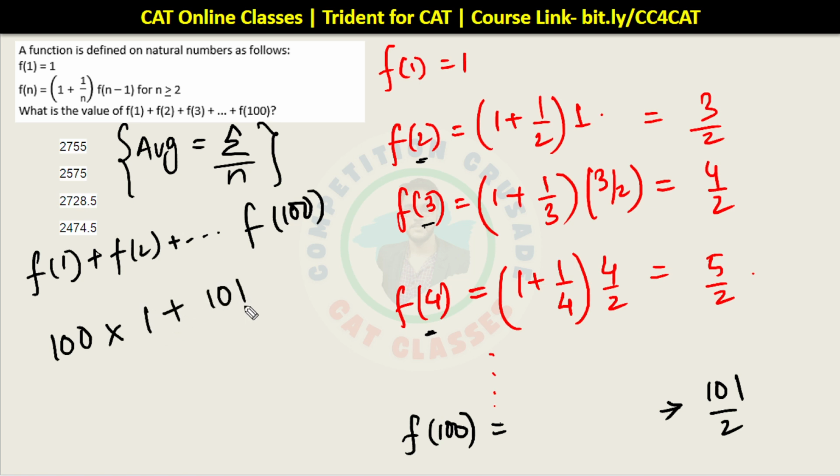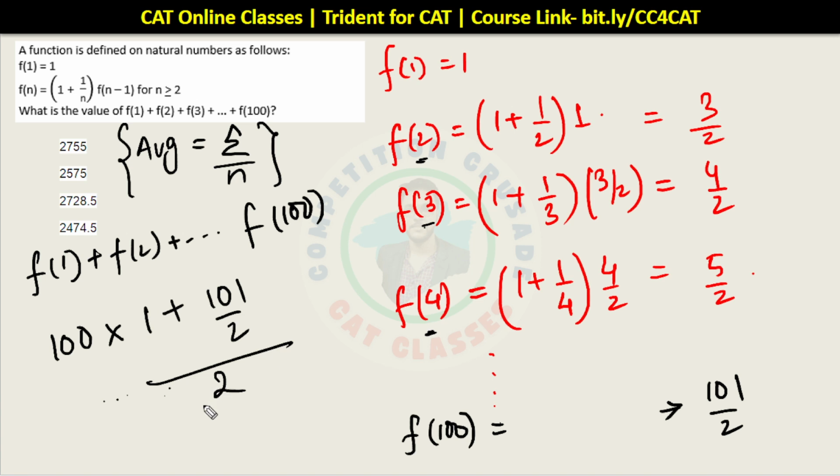1 plus 101 by 2, this is going to be 103 by 2 multiplied by 100. Okay. I hope I haven't made any mistakes. Oh, this is not going to be 1 plus 101 by 2. This is going to be 1 plus 101 by 2 by 2. First term plus last term divided by 2.